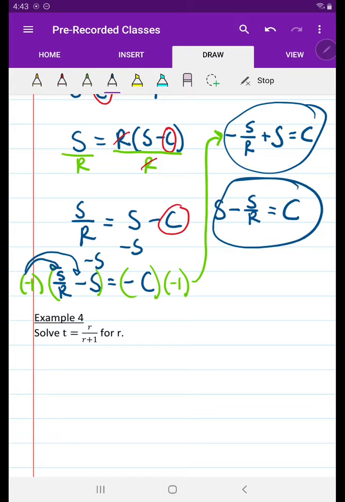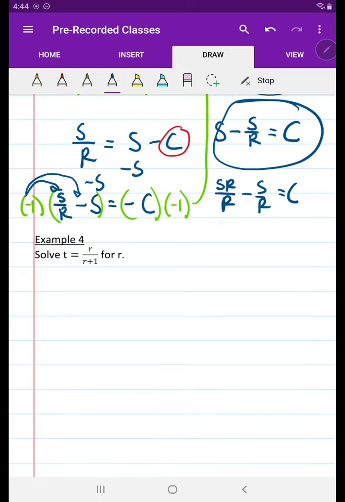Now what the textbook might do is they might put that all over one denominator. And so they might multiply that big S right here by an R and say that this is SR over R minus S over R equals C. And then they would just throw that over one R. So then they would have SR minus S over R equals C. So this is the kind of answer you might get from the textbook. It's the same thing. They just put everything on the left side over one denominator.